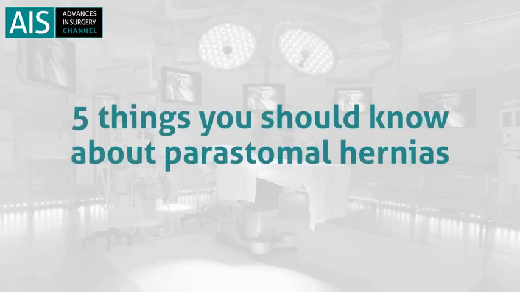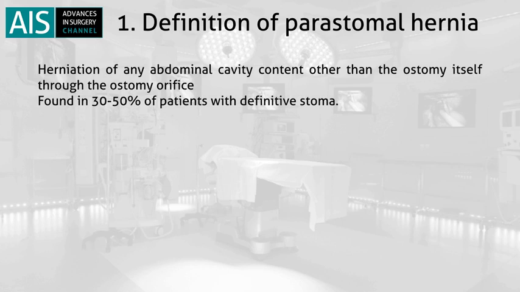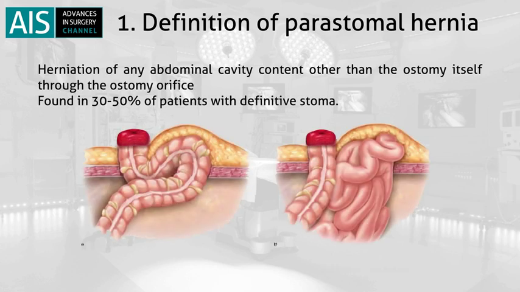5 things you should know about parastomal hernias. Introduction and definition. A parastomal hernia is defined as the herniation of any abdominal cavity content other than the ostomy itself through the ostomy orifice. It should be distinguished, however, from mucosal prolapse, which is a full-thickness protrusion of intestine through the stoma.